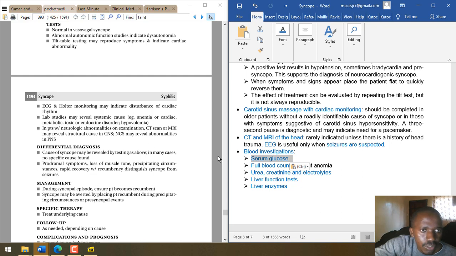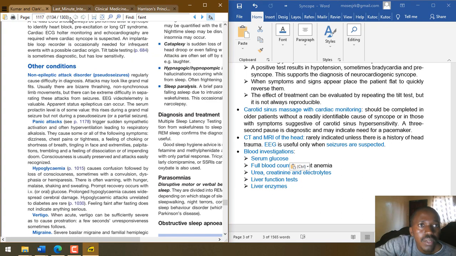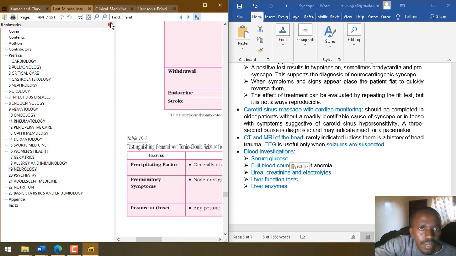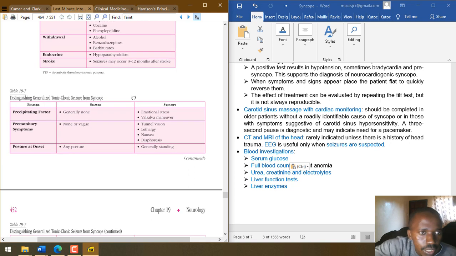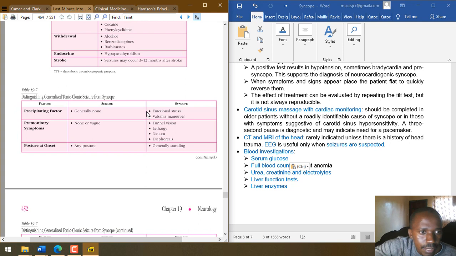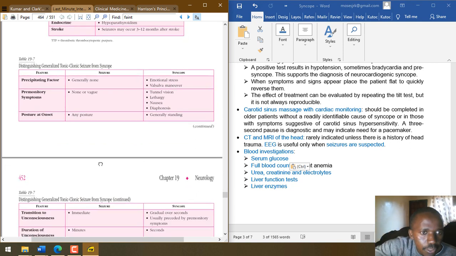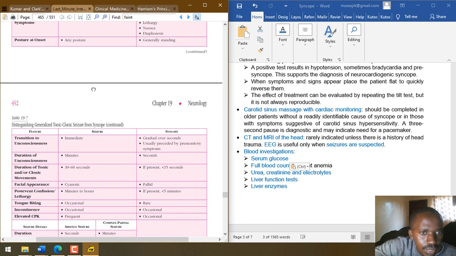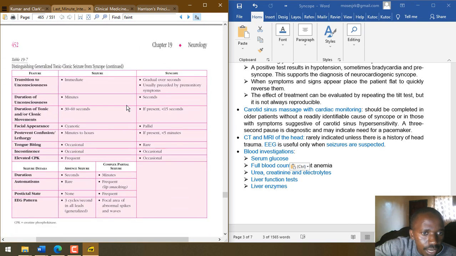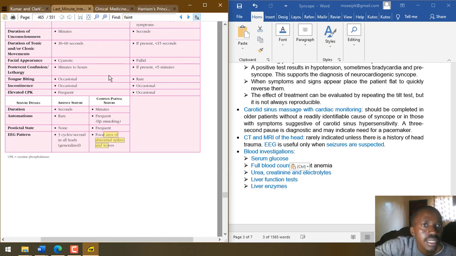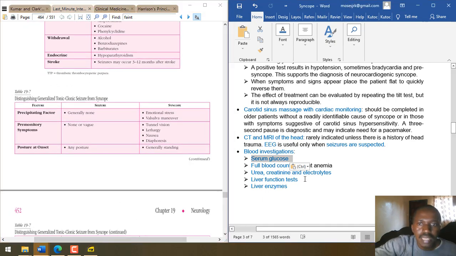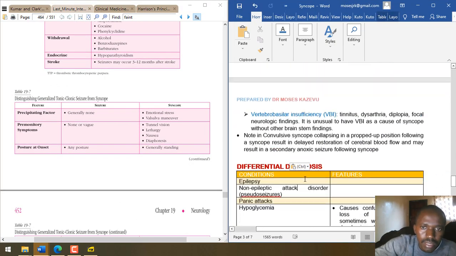So we can close it off. And remember here, we're just dealing with this table here, distinguishing tonic-clonic seizures from syncope. So in seizures there is no precipitating factor, while in syncope there are precipitating factors and some premonitory symptoms, and the posture is any posture in seizures, while in syncope here we're generally standing. Okay, so this is the last table that I'll actually put. The last table towards the end. Okay, so we can save this here. And we can put this here at the end.